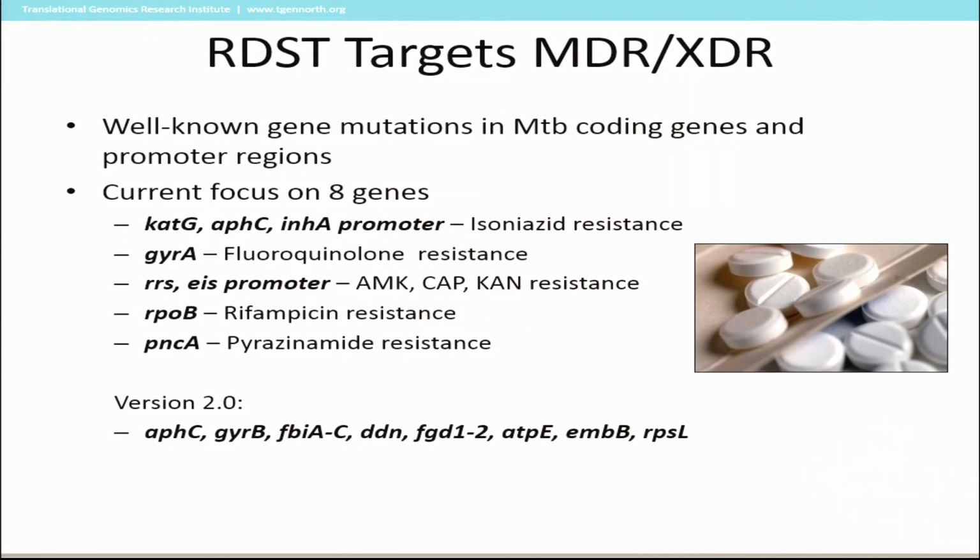So our initial approach with developing a DST was looking at the MDR, XDR targets and including more recently PNCA. With the first set of targets, we know what the major mechanisms of resistance are, the major mutations, and we just build those into the amplicons to make sure that we can capture those.